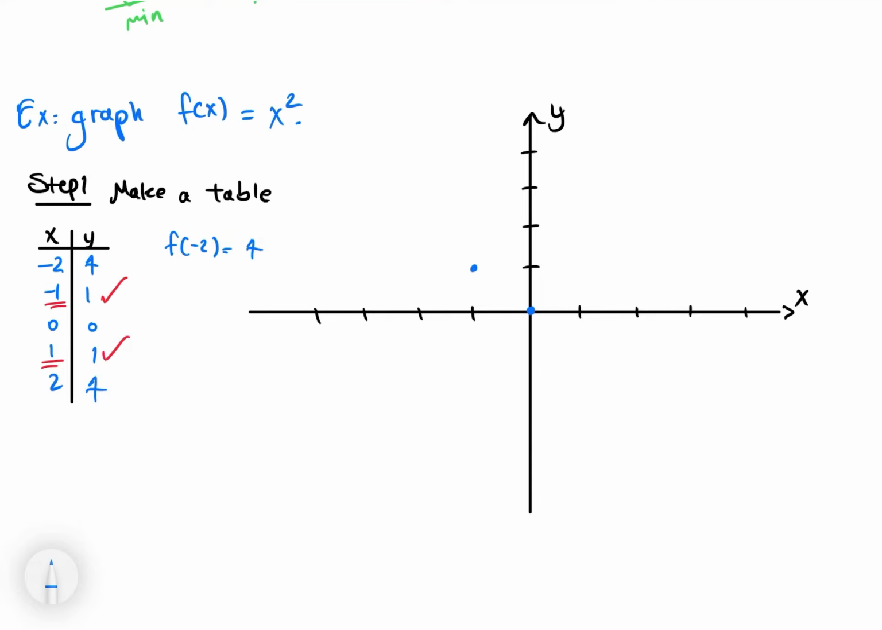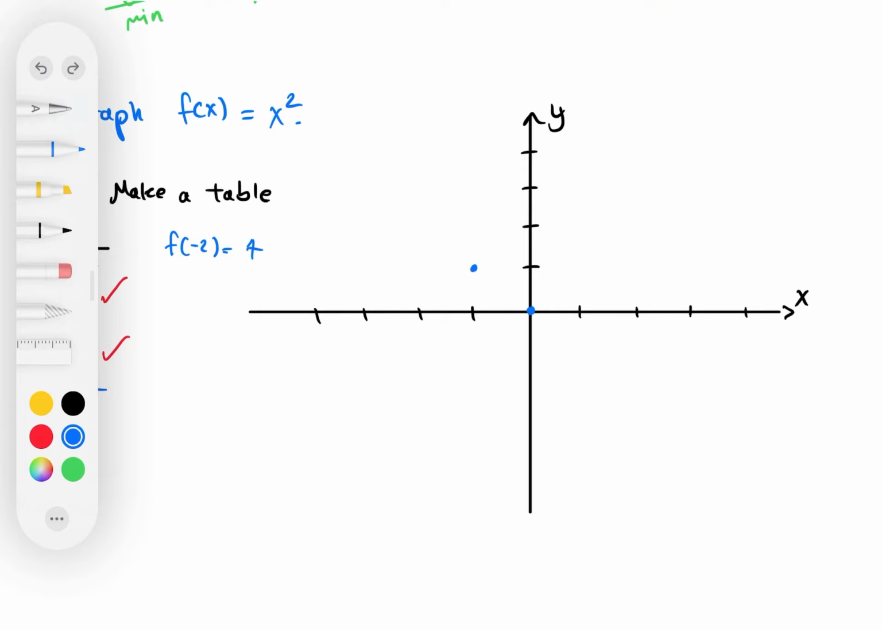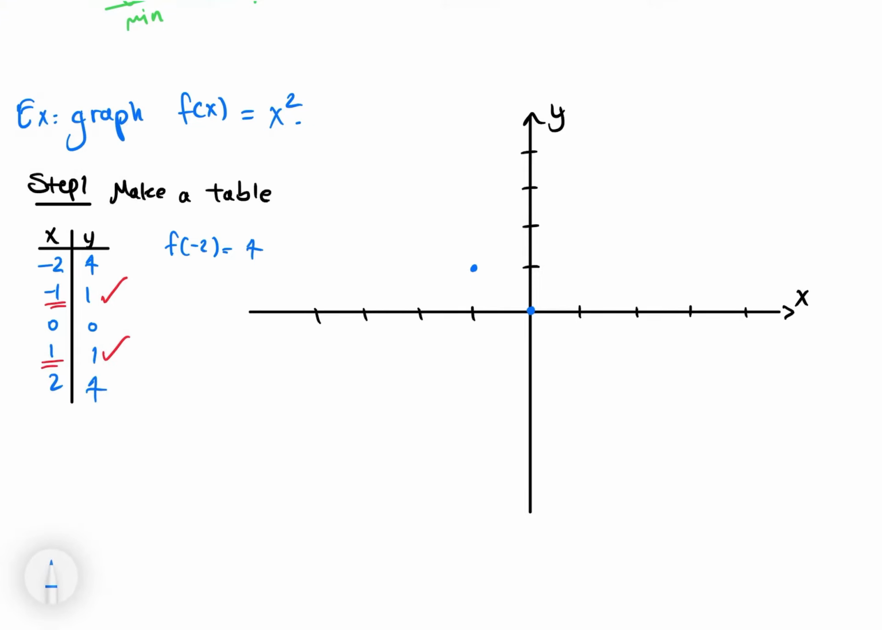Then I have -1 and 1, which is right here. I'm not going to draw those tiny lines. You guys know what I mean. And then I have -2 and 4. It's right around here. Then you have 1 and 1 right here, and 2 and 4 once again right here. So the graph looks a bit like this. You have this part, and you have this part.